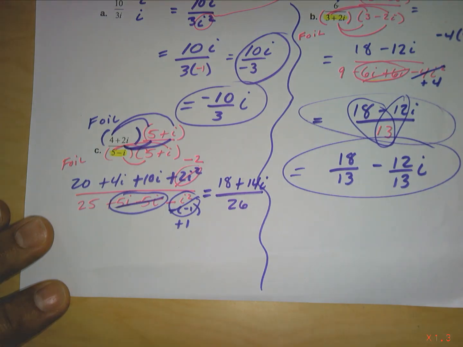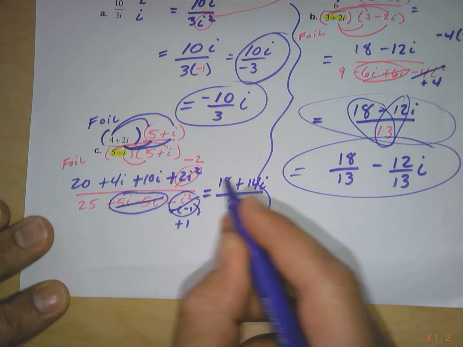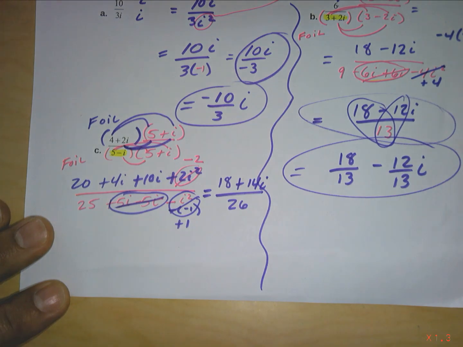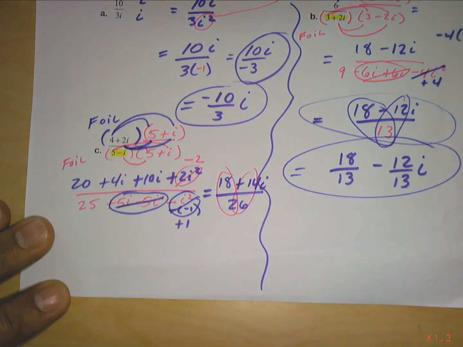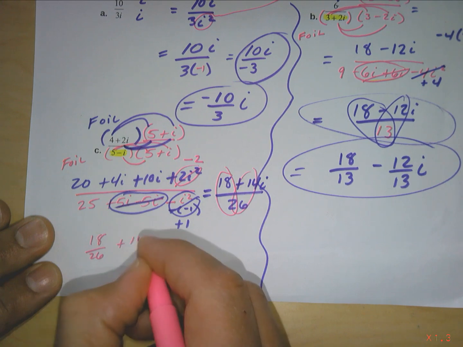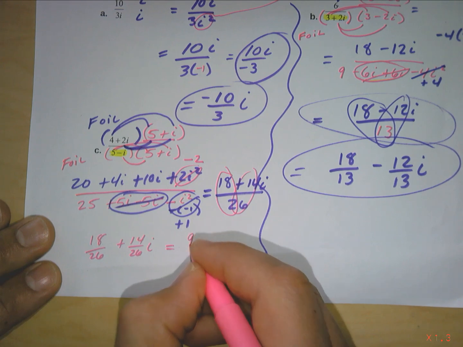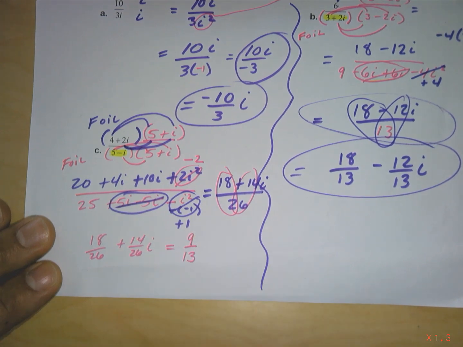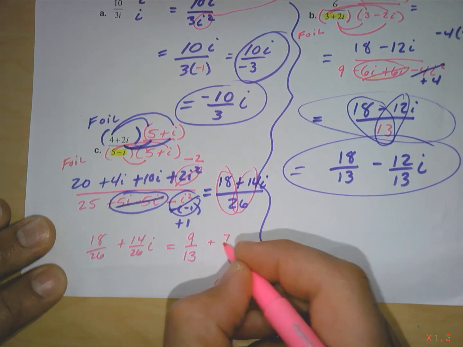Now, for me, I would want you to reduce these. So if you do it that way, you would reduce everything by 2. I'm thinking my math lab is going to want you to rewrite these like this. So it's 18 over 26 plus 14 over 26i. And then we can reduce those by 2, right? So 18 over 26 reduces to what, 9/13? Is that right? And reduce these by 2. So we get what, 7/13 i?